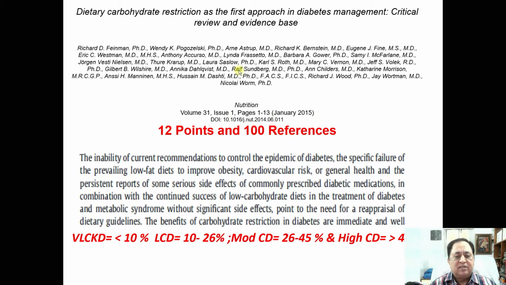The paper being mentioned in this particular slide was a 2014 publication in which 12 points were highlighted with more than 100 references, and they clearly showed that a very low caloric diet with minimum carbohydrates, that is a ketogenic diet, was having the maximum effect. Now the ketogenic diet is very difficult in vegetarian people who do not consume non-veg food. That is because this is mostly an Atkins type of diet.